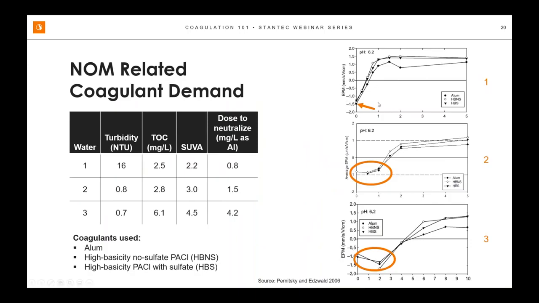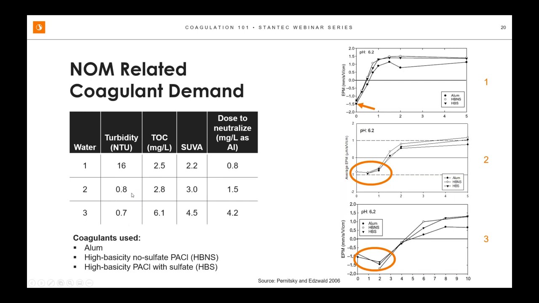This graph is kind of the same idea, the same series of experiments, but here are 3 different waters. Water number 1 has a turbidity of 16. It's got 2.5 milligrams per liter of TOC, but the SUVA, the specific UV absorbance, which talks about how reactive to coagulation the material is, is fairly low, okay? So you can see in water 1 there's not a lot of reactive organics. We add coagulant, and right away we get charge neutralization. So the coagulant demand is essentially nothing here, okay?